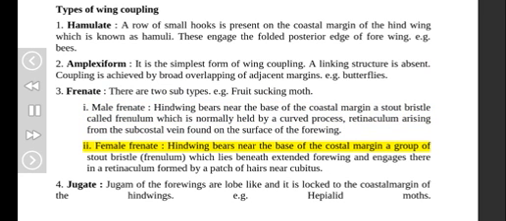II. Female frenate. The hindwing bears, near the base of the costal margin, a group of stout bristles, the frenulum, which lies beneath the extended forewing and engages there in a retinaculum formed by a patch of hairs near the cubitus. 4. Jugate. The jugum of the forewings is lobe-like and is locked to the costal margin of the hindwings, e.g. Hepialid moths.